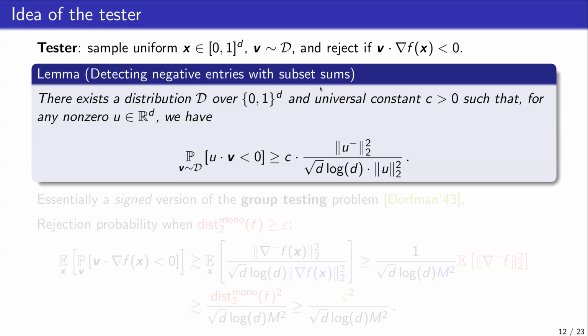As the name suggests, for our direction v, we have a lot of freedom for how to choose v, but actually we're going to be much more restrictive, and we're just going to choose v to be subsets of the coordinates. So it'll just be Boolean vectors. And then the claim is that you can choose some distribution over these Boolean vectors such that we have the following statement. So think of u here as the gradients of a function f at a certain point. And then what I'm saying is that this inner product is going to be negative with at least this fraction.